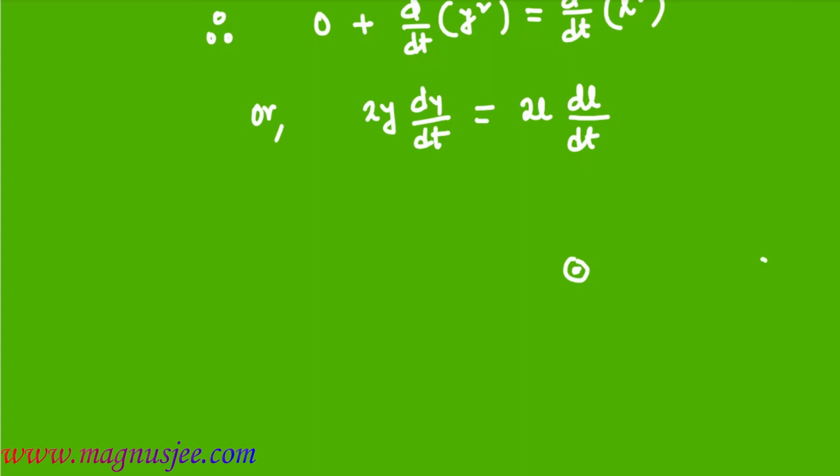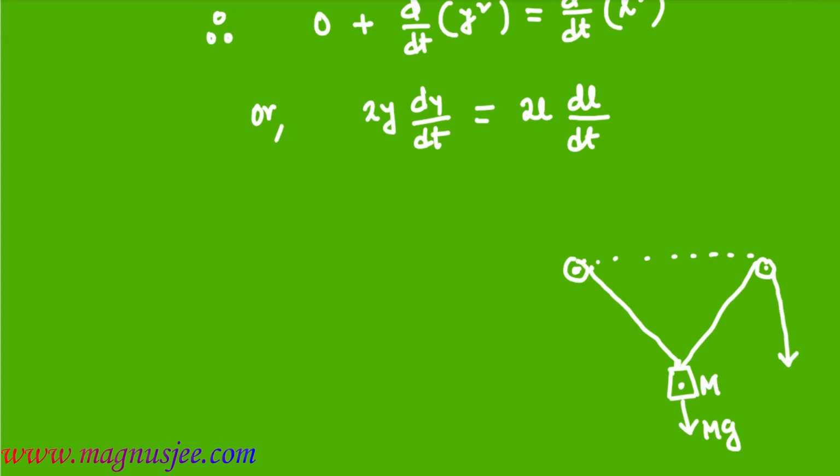Now if we draw the simplified diagram again, these are the two pulleys. This is the distance 2x between the two pulleys, and from this point a mass capital M is suspended using a string, and its weight mg is acting downwards. The two free ends P and Q are pulled downwards with the velocity u.